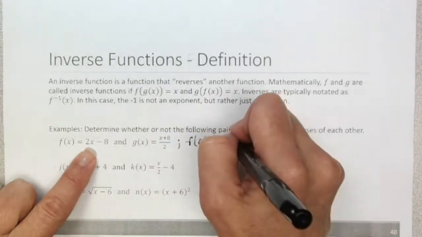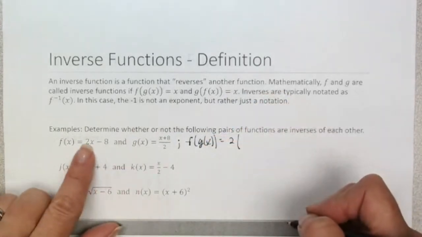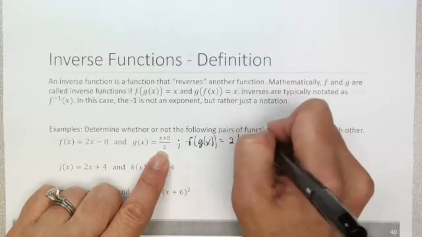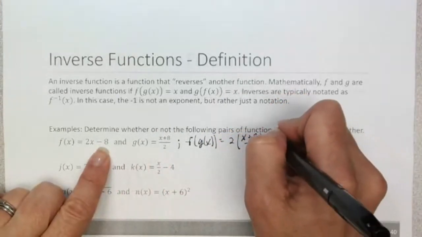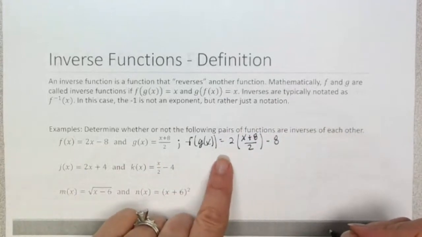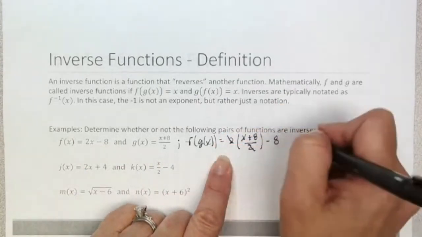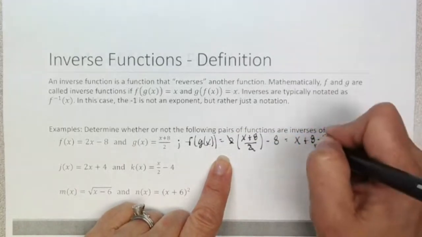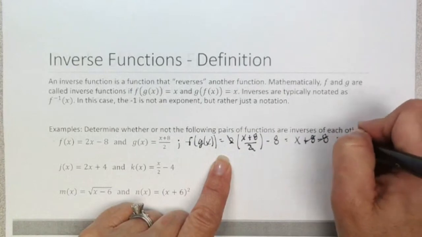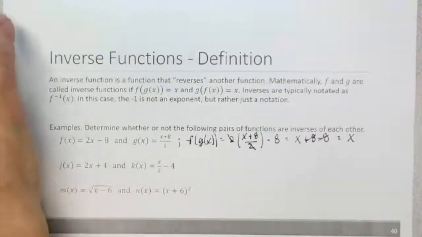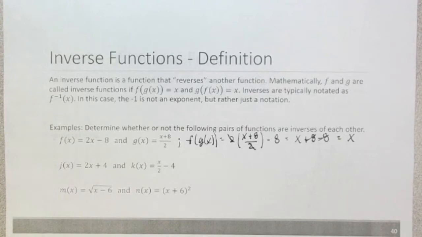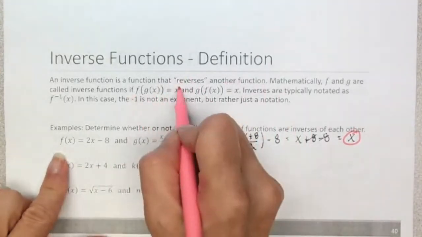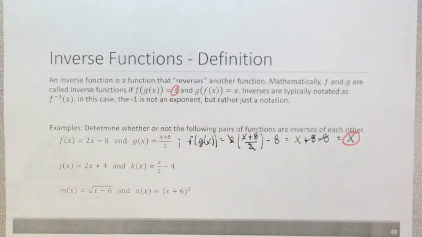is going to be 2 times, instead of x, we want g of x, x plus 8 over 2, and then minus that 8. All right, when we simplify this, look at this, the 2's divide out, so we have x plus 8 minus 8, and the 8's add out, so this simplifies right down to x. Right? By the definition, if f of g of x equals x, then they are inverses. So I think it's yes.